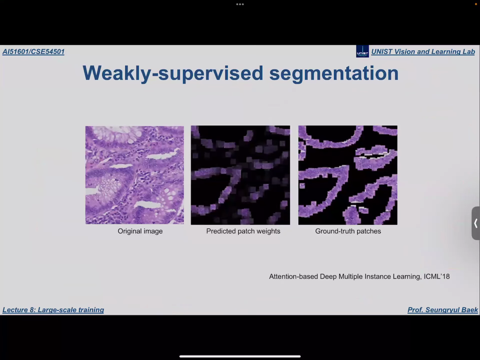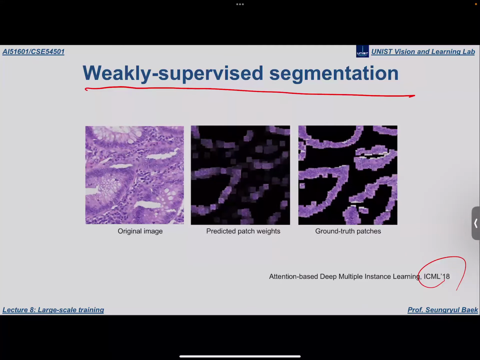Okay, and another example is here, weakly supervised segmentation, which was introduced in ICML 18. What they want to achieve is to somehow classify this image. This is an image captured of some tissue in our body, and they want to recognize if the tissue has some disease or not. And also, they want to highlight some of the important tissues, like this. So this is the ground truth patches, and this is the predicted patches, okay?